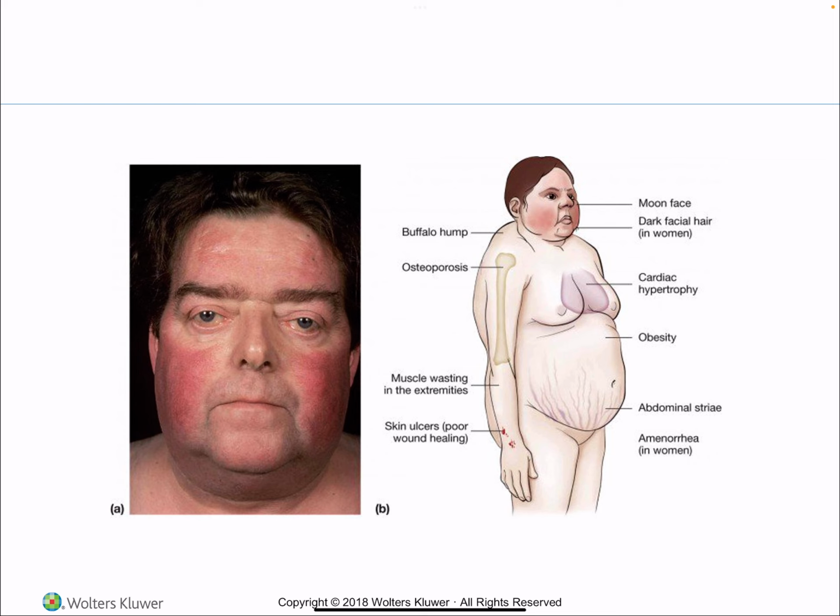Issues with the bone, cardiac issues, fat deposition again around the abdomen, stretch marks, red to dark purple stretch marks. Irregular menstrual periods are also seen in women. So women would have some of those issues. There are also bleeding issues seen in the skin. So skin ulcers due to poor wound healing.